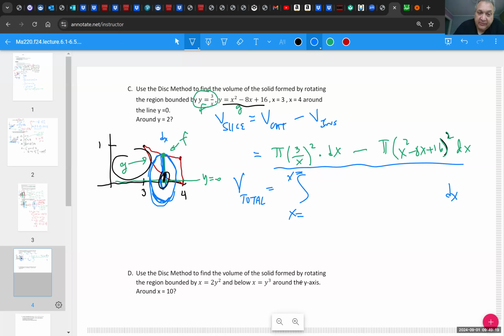So all these little rectangles, the biggest possible rectangle is at x equals 4. The leftmost rectangle is at x equals 3. So this is 3 to 4. I can stick the pi on the outside. A lot of math people do that. 3 over x squared is 9 over x squared. And then this guy, I have to square it out. So I have to square out a trinomial times a trinomial. And I don't know a lot of people who are good at doing this in their head.